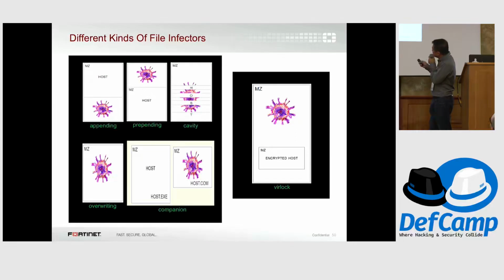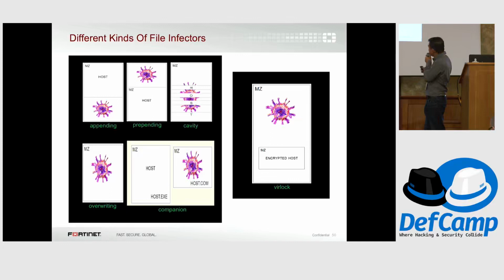This, something like a squid or octopus, is the malware. Appending just adds the malware. Prepending puts it on top. Cavity puts it in the free spaces of the code. Overwriting totally destroys your infected file; there's no way to clean that. And companion, all you have to do is delete this and keep the host.exe.